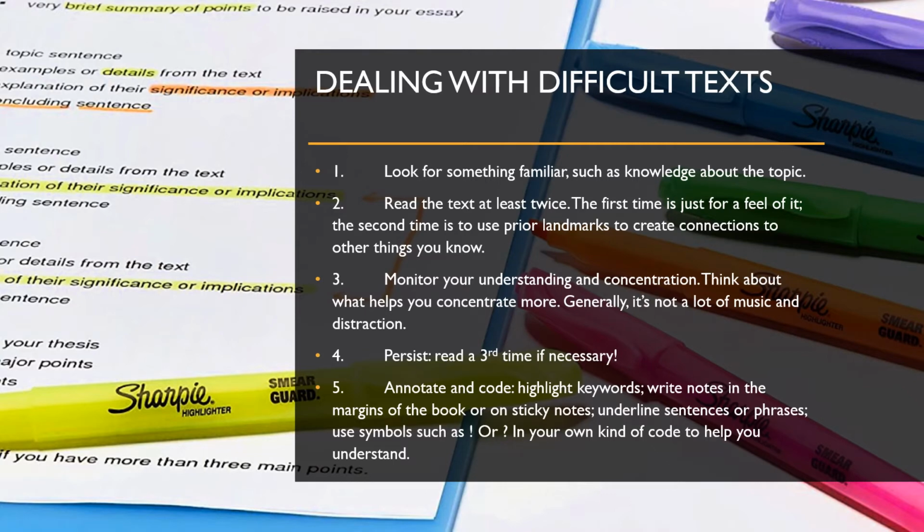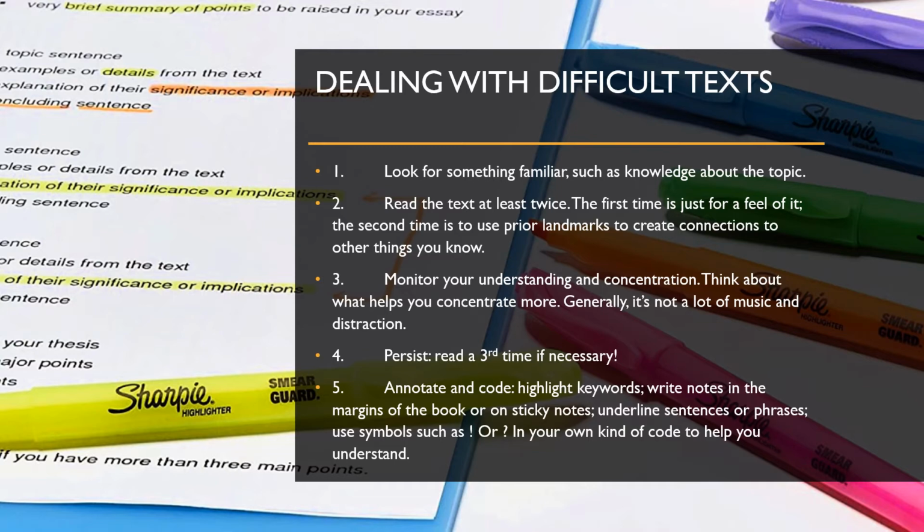So, more on dealing with difficult texts. First, as you're reading, look for something familiar, such as knowledge about the topic. So, for instance, the two articles that I've posted are both fairly short. Both are New York Times opinion columns. Both are around 1,000 words. One of them is about the COVID-19 vaccine. And we all have some knowledge about this topic just from living in a world where we've been in a pandemic for a year and a half. The other article is about community college education. Obviously, that's something you all have knowledge of because you're living it right now.